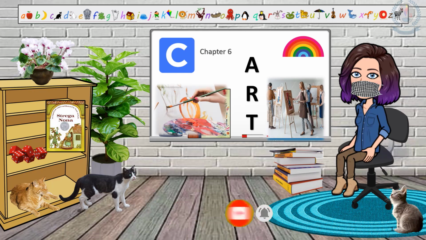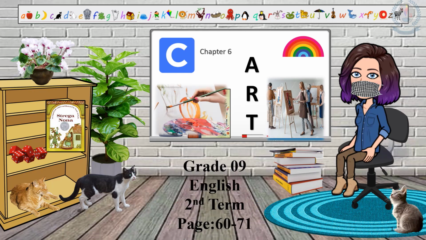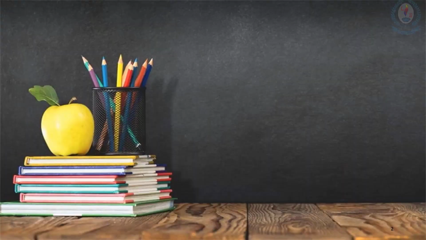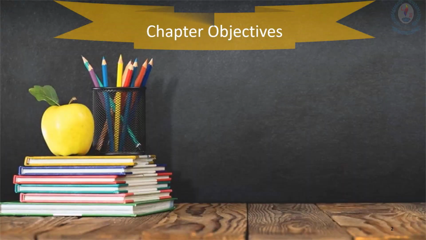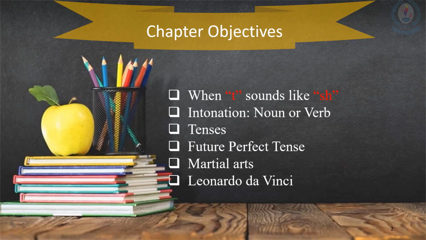Chapter 6, Art. Let's start our lesson. Here are the chapter objectives. At the end of this session, you should be able to understand the following: when T sounds like SH, intonation, noun or verb, tenses, future perfect tense, martial arts, and about Leonardo da Vinci.